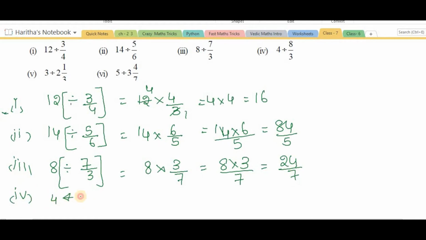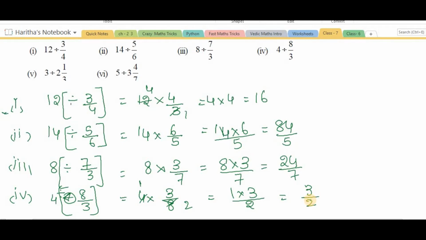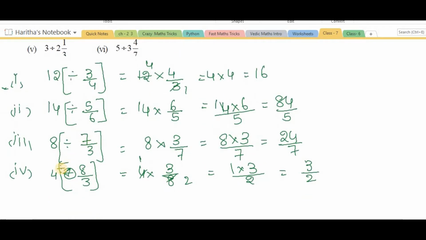Fourth question, 4 divided by 8/3. So the reciprocal of 8/3 is 3/8. 4 into 3/8: 4 1s are 4, 4 2s are 8. 1 into 3/2 is equal to 3/2. Now coming to the fifth question, 3 divided by 2 1/3.